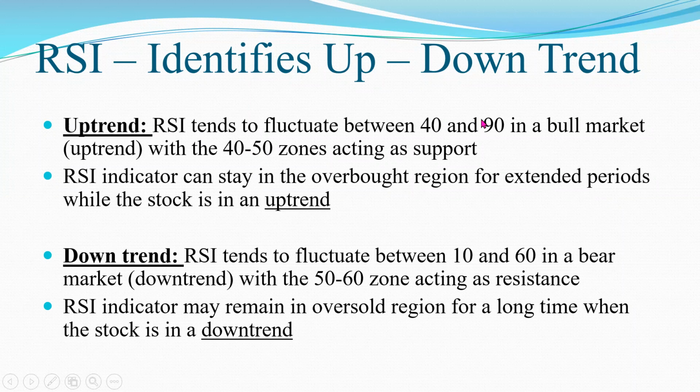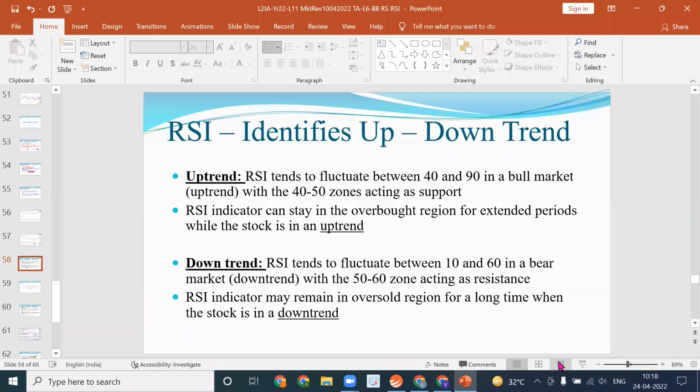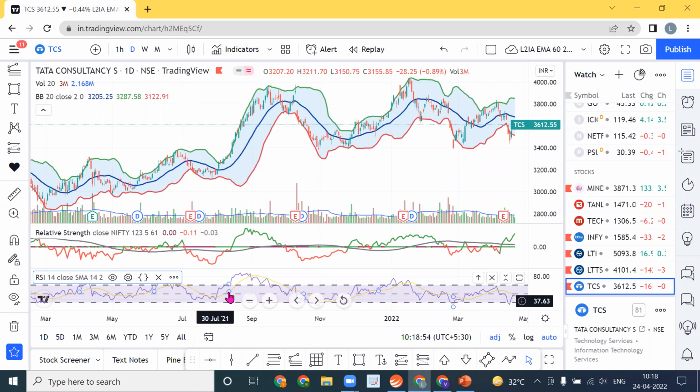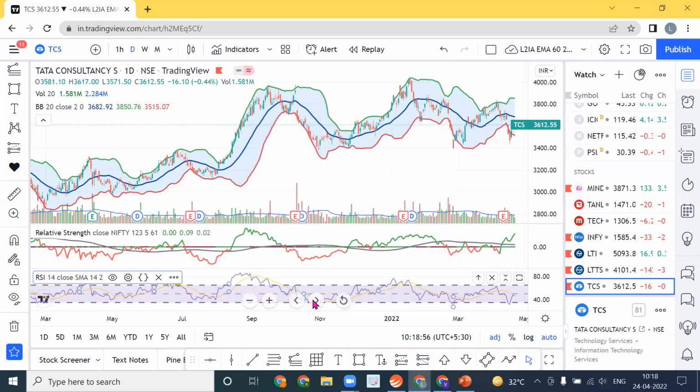So if you are looking at the bull market, look from here upwards. If the market is going up, like here you can see, from here it went up, it means it is a bull. From here it came down, it means it is a bear. Many times it goes below that also.